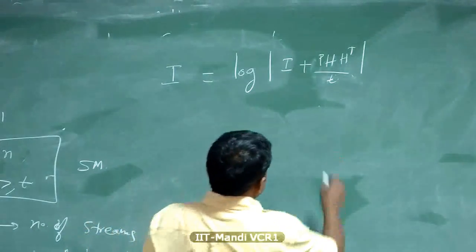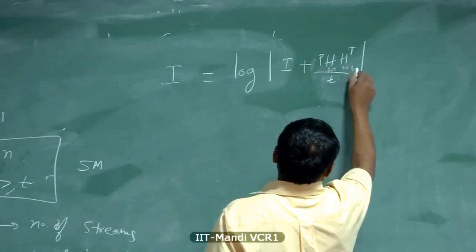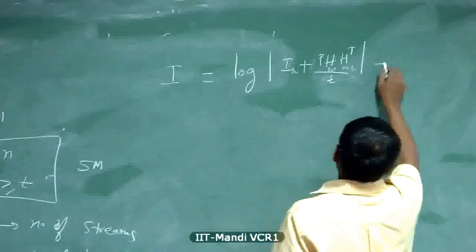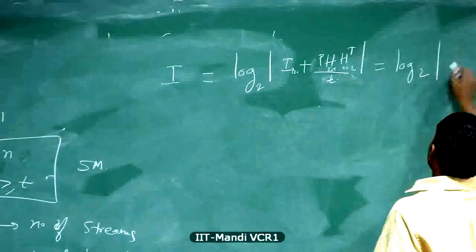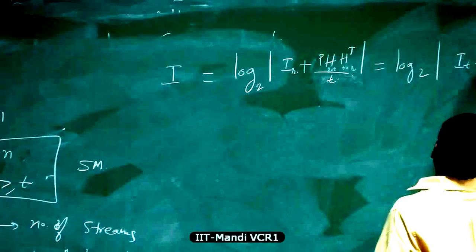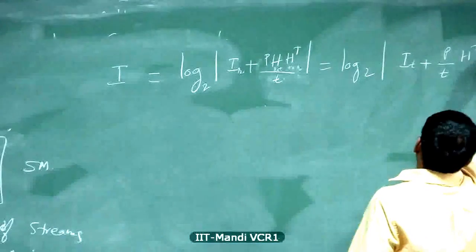Okay, what are the dimensions? H is R by T, T by R, this is I_R. This is also equal to log of determinant of I_T plus P by T H Hermitian H. Okay?